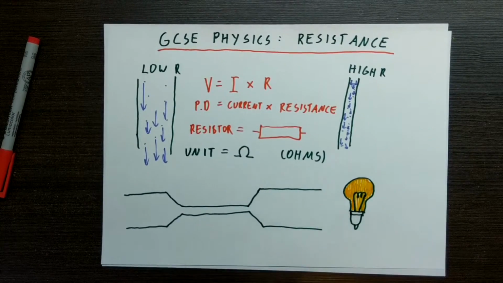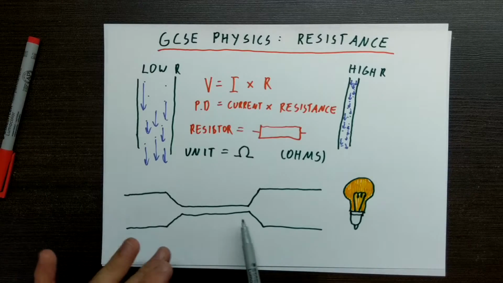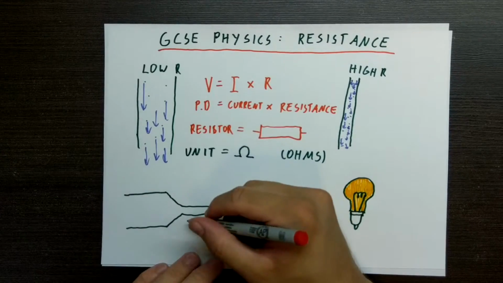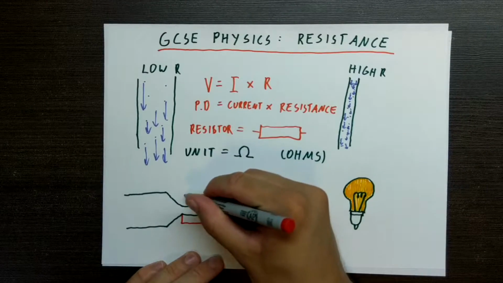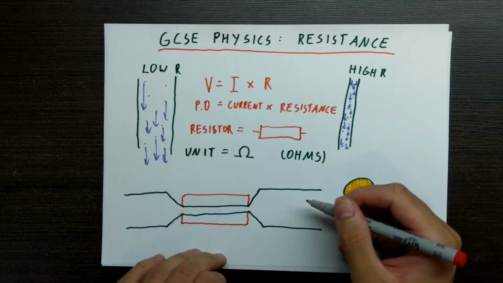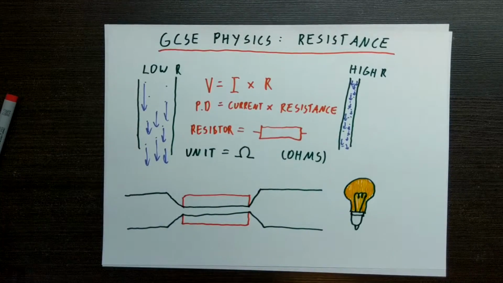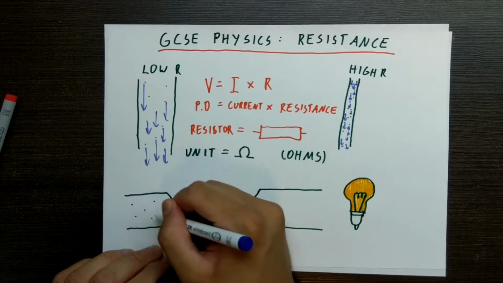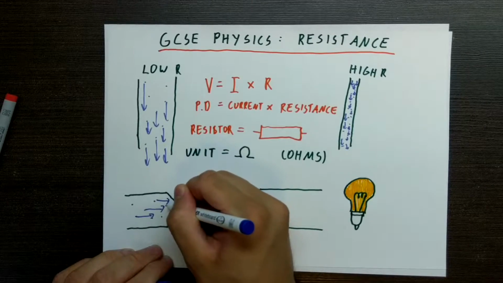There we go. So here we have a light bulb. Here's our cable. Here we have a resistor, like so. And it ends here, and we go back to our usual cable. Now, what we have is charge flowing through the cable, like so. Here it is flowing fast and freely.